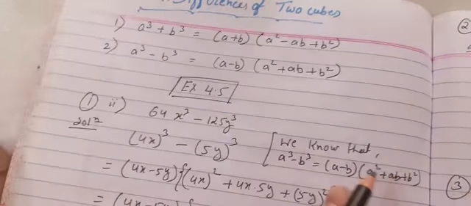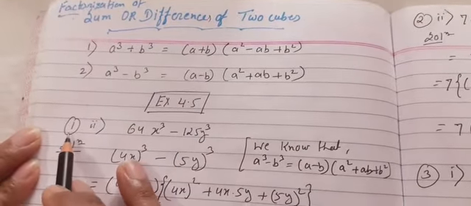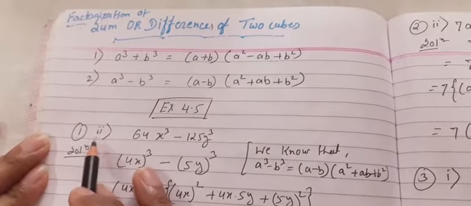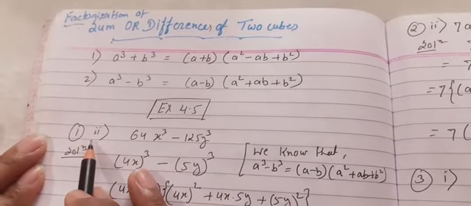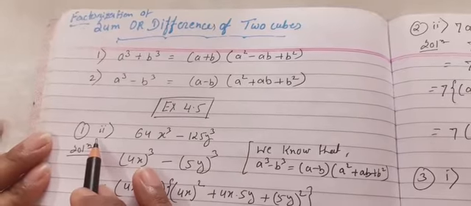So let's see how I have solved the sums of exercise 4.5. First question, second sub question. I have started from the second sub question because the first sub question I already solved in my first video, where I gave you the introduction about all the methods of factorization.